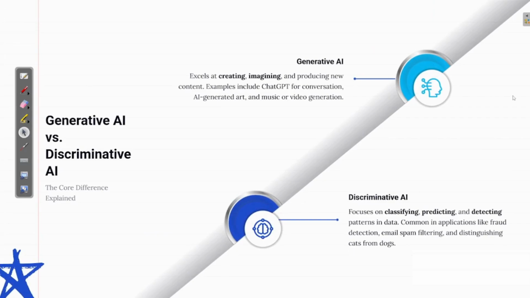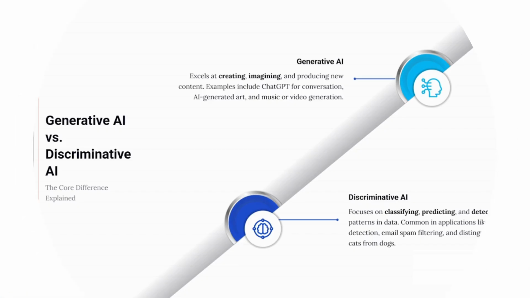Today's video is one of the most fundamental and exciting topics in AI, the difference between generative AI and discriminative AI. Most people confuse these two, but if you truly understand them, you'll unlock the secret of how modern AI is built, from classification models to ChatGPT level creativity. So let's break it down with examples, visuals, and super simple explanations you'll never forget.